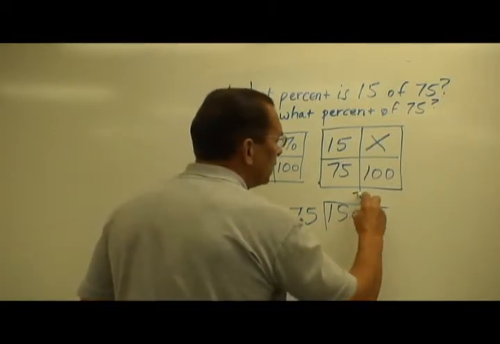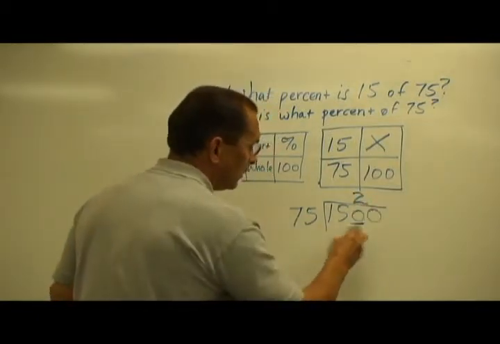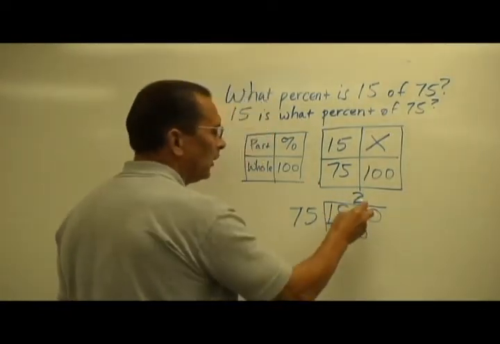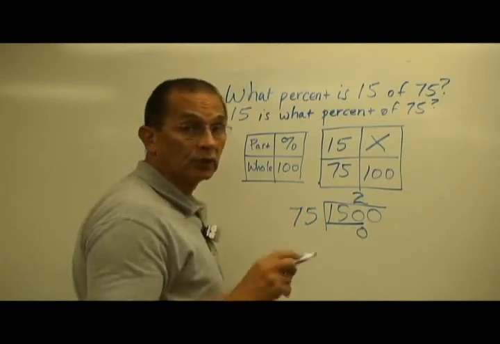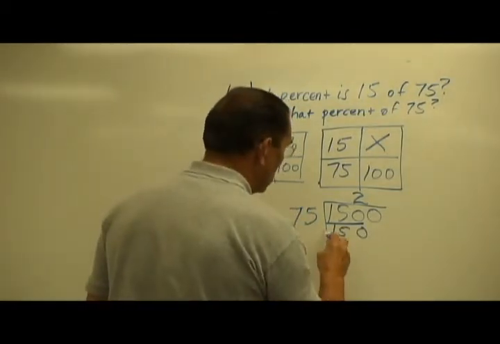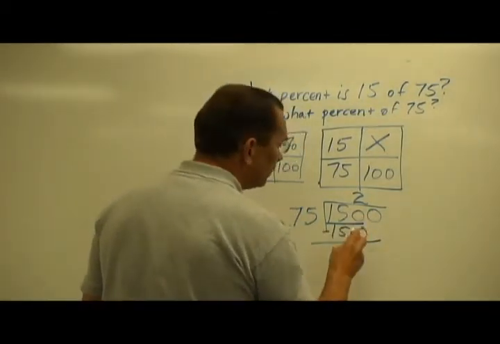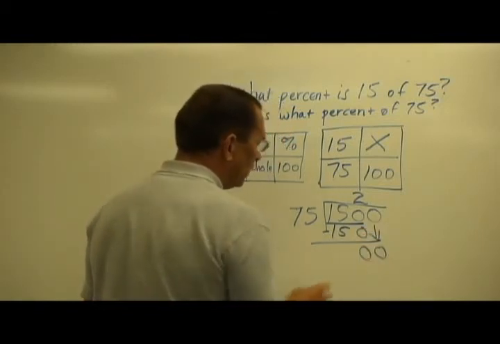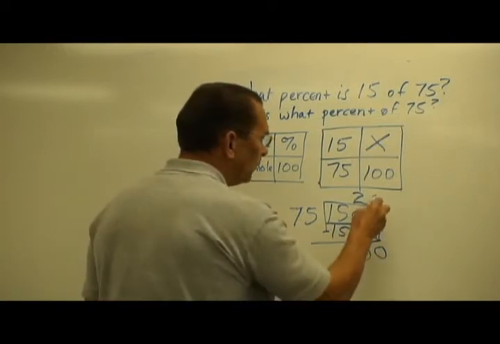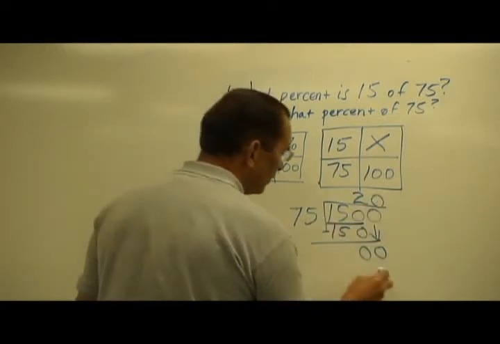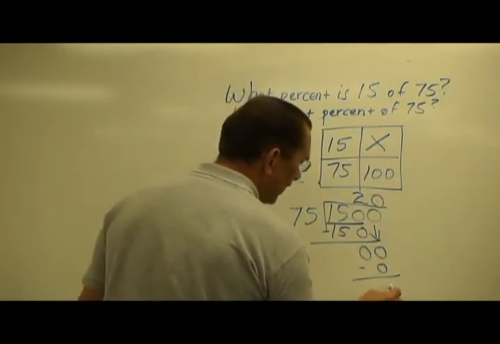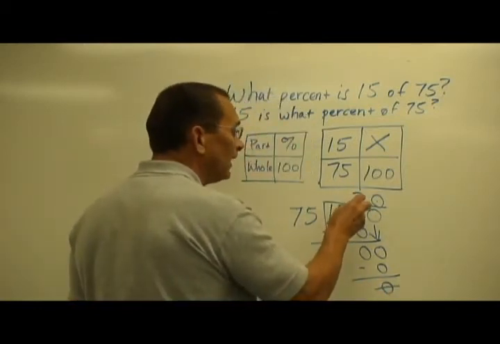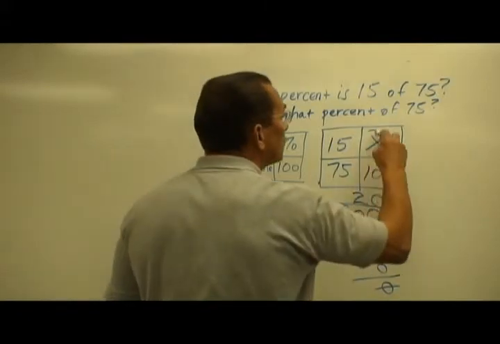75 goes into 150 two times. 2 times 5 is 10. Put down the 0, carry 1. 2 times 7 is 14, plus 1 is 15. We subtract. 150 minus 150 is 0. Bring down the next number, which is 0. 75 goes into 0. 0 times. 0 times 75 is 0. We subtract that. We end up with 0. And we see that our percent, which goes right here, is 20.